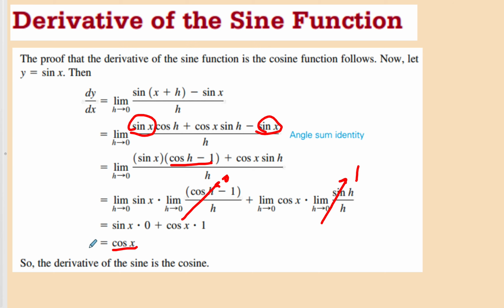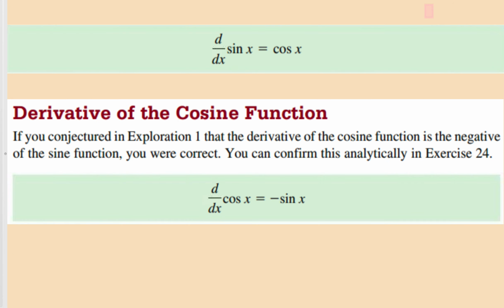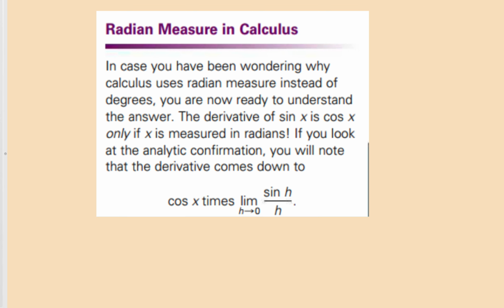Here's our derived function. And we can go through the same operation and we'll find that the derivative of cosine is negative sine of x. Now, in case you're wondering why calculus uses radian measure, it's because we had to evaluate this limit, and this limit has to be in radians, otherwise the limit doesn't go to 1.